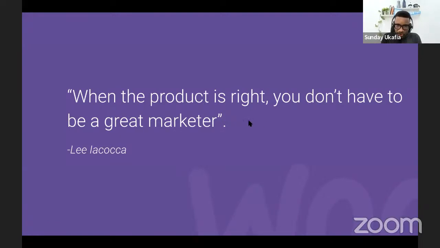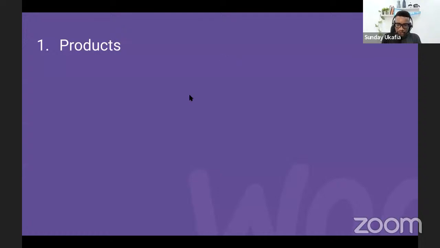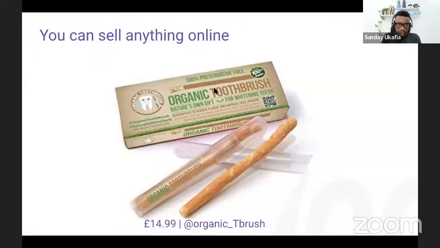Now, the next slide I'm going to share with you is basically to open your mind to what's possible on the internet in terms of the products you can sell. So this photo was trending in 2019, and it was one of my favorite trends on the internet in 2019. It's a photo of a chewing stick that was selling for about 14 pounds online.